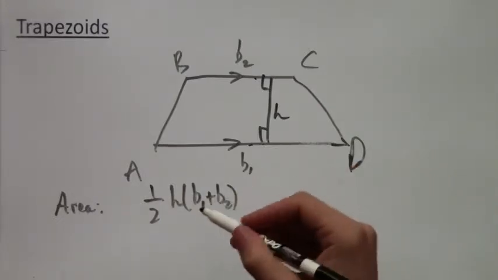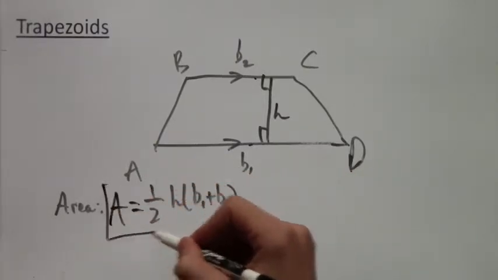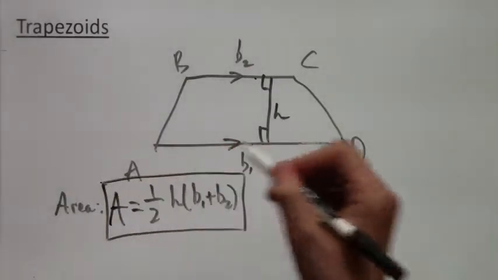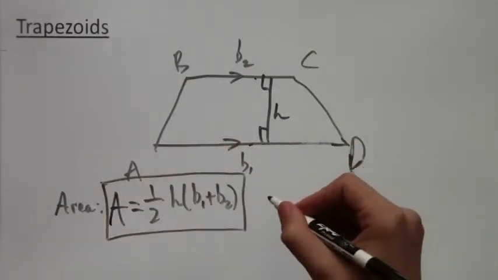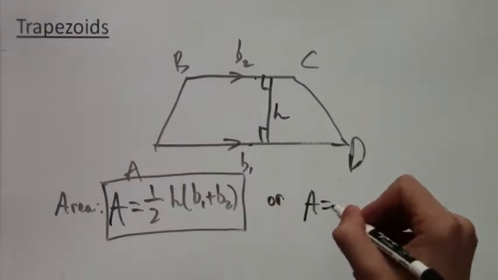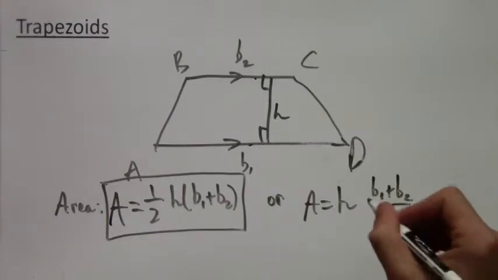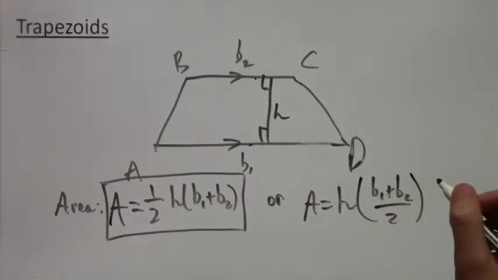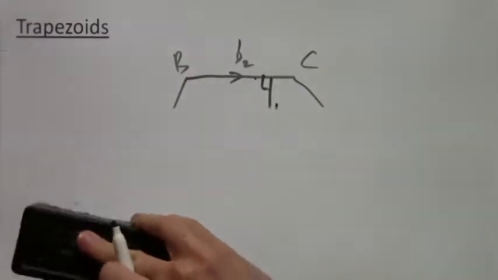Or another way to write this would be the area is equal to the height times the average of the bases, which I'm writing right now. So this is the same exact expression. We just shifted where our 1/2 is. And both of them mean the same thing, and both are the area of a trapezoid. So now let's apply this to a few problems.